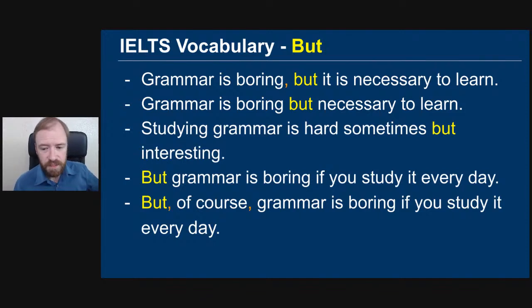But of course, grammar is boring if you study it every day. In this case, of course is called an interrupter. It interrupts the sentence. If you say, but grammar is boring if you study it every day, that's a sentence, but we are putting an interrupter there, some extra information. In that case, we use commas around that. Again, you can use but to begin a sentence, but try to use different vocabulary. We're studying but as a contrast word, and but will probably be in your essay, but it's good to try to use different words other than but. Upgrade your vocabulary. That's what we're going to do in this lesson.